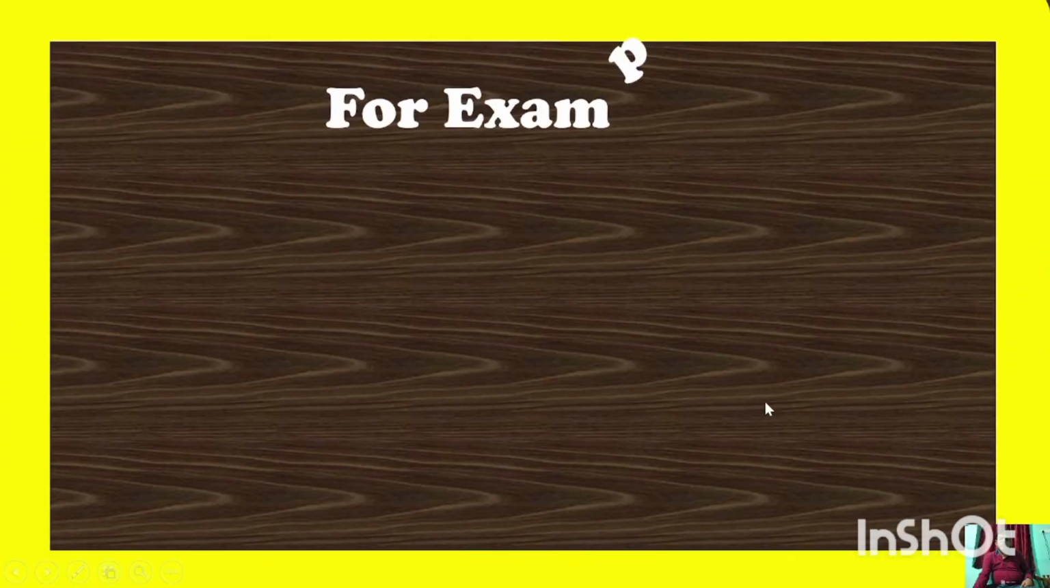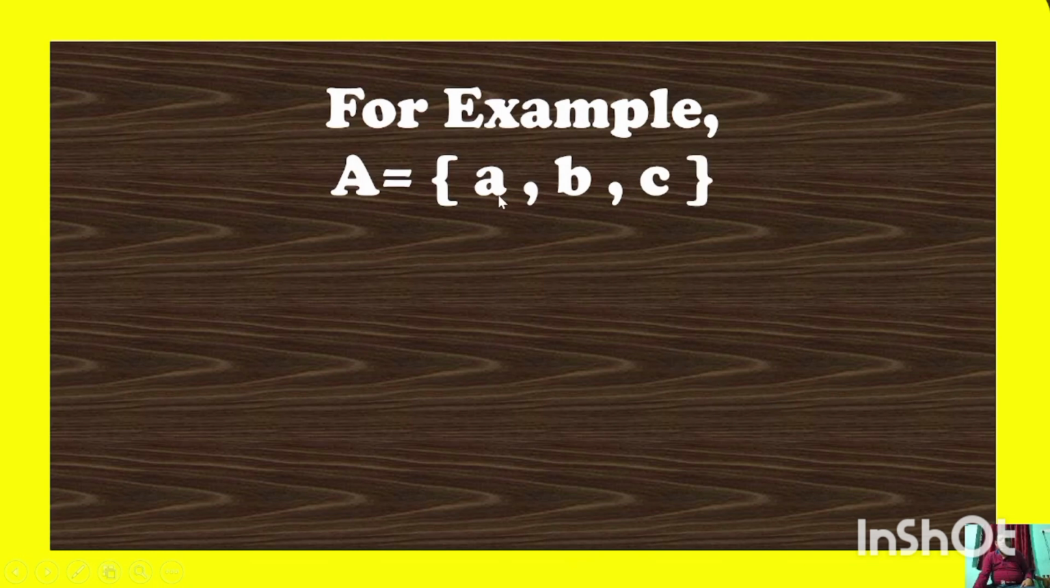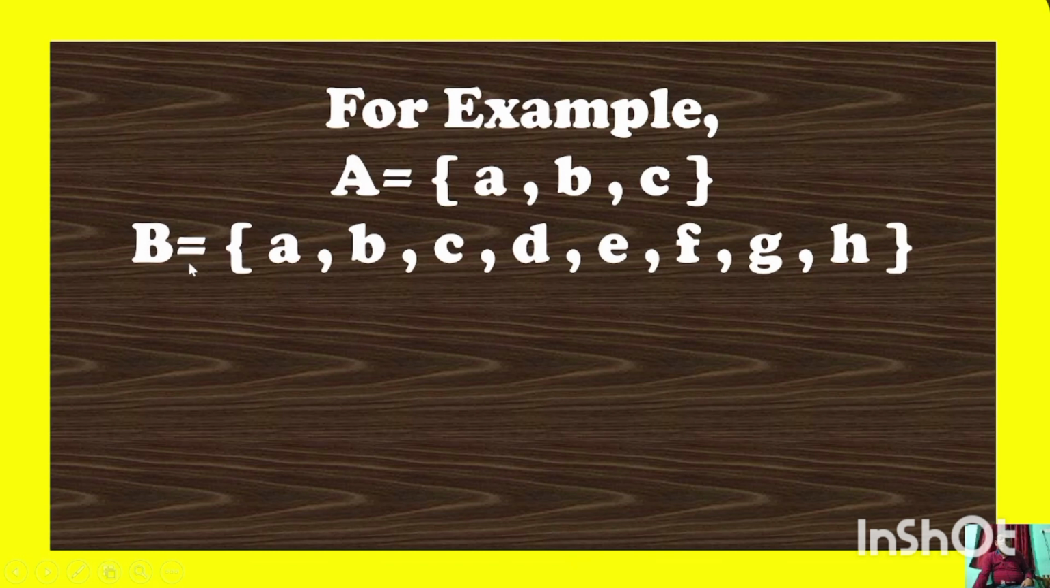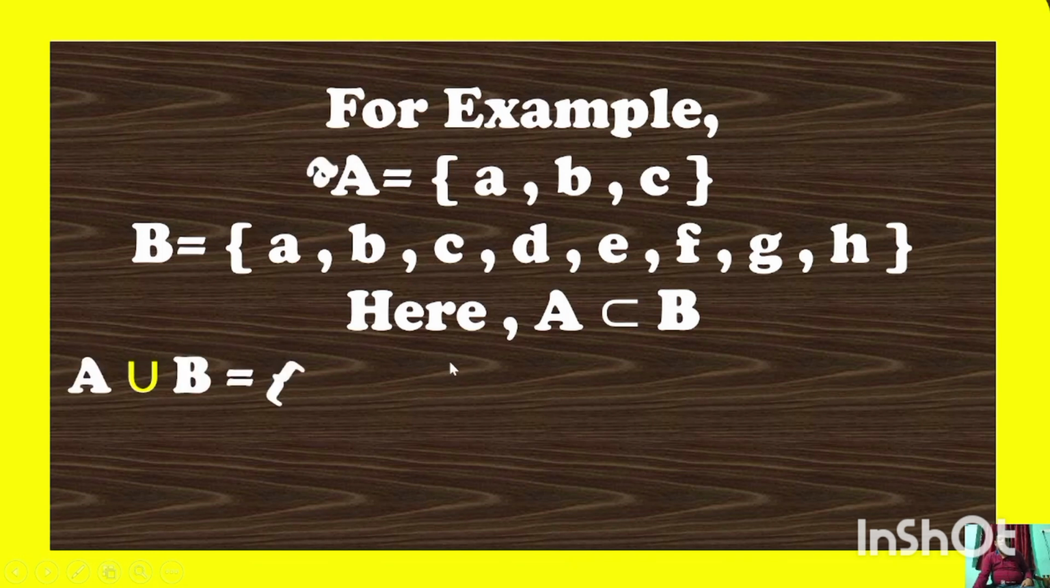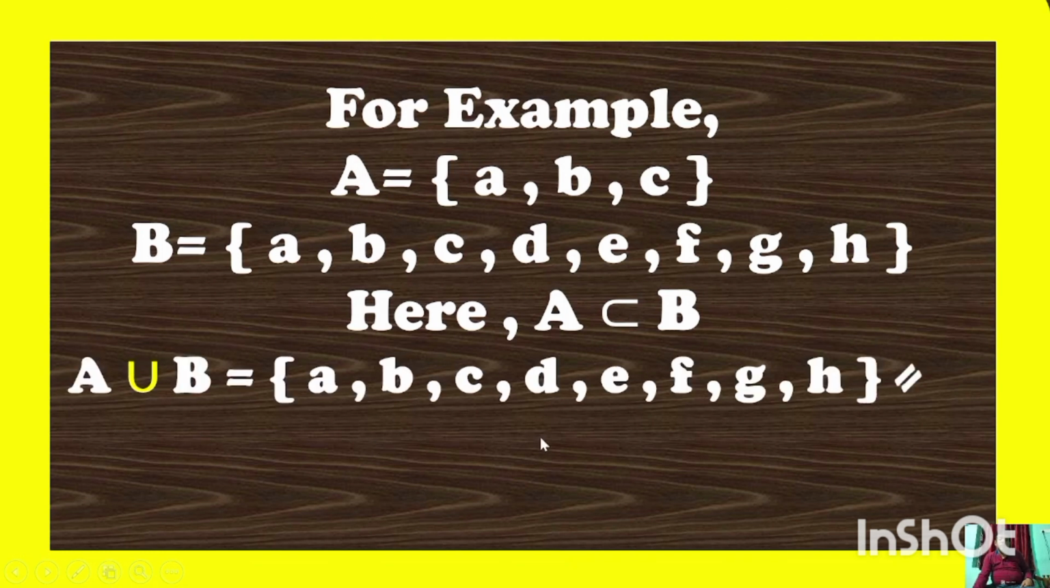This is another property. For example, suppose A is a set containing the elements A, B, C, and B is a set whose elements are here. Clearly you see A is a subset of B. Yes or no? Because all the elements of A are in set B. Thus A is a subset of B. Thus we find A union B, which is the set B.